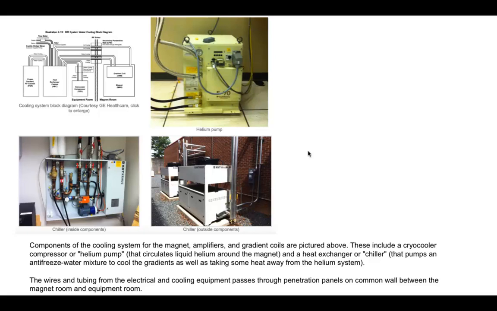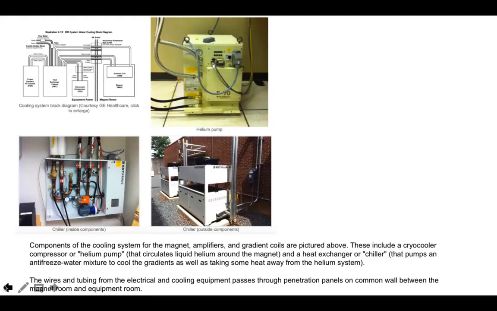Here are some additional components of the cooling system. Here's a block diagram of a GE type system. It shows a very similar arrangement. Here's the power gradient RF cabinet. Here's the heat exchanger cabinet. Let me go back, sorry. Here's the heat exchanger cabinet. Here's the cryo cooler compressor that's dealing with the helium. And then the cooling circuitry for the main magnet and for the gradient coils.